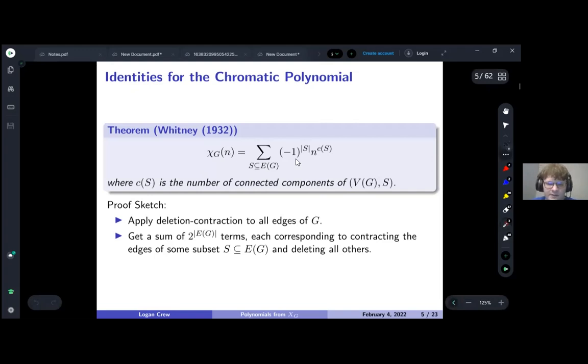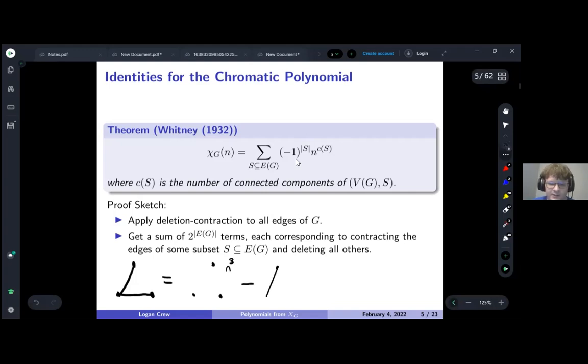So if, for example, I wanted to give you the chromatic polynomial of a graph with these three vertices and these two edges, then I'm going to sum over all subsets of the edge set. In this case, there are 4 possible subsets of the edge set because there are 2 edges. If I take none of the edges, then the number of edges I've used here is 0, so I get a positive sign, and I get into the number of connected components. In this case, that's 3. There are 3 distinct vertices.